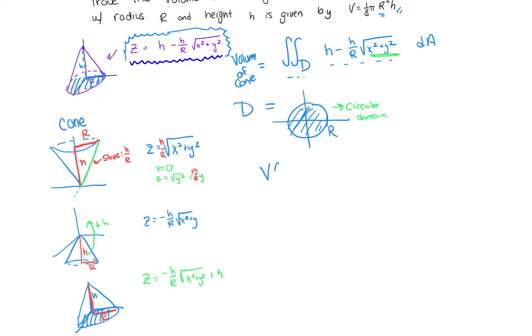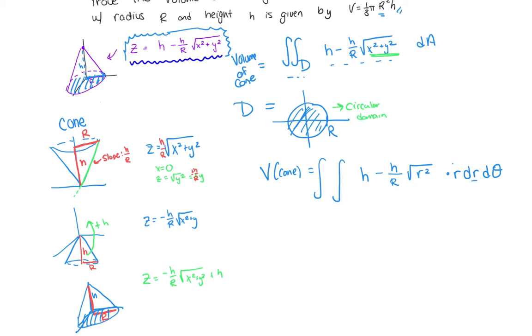So I get that the volume of the cone is going to be the double integral of, we'll keep all of our constants in there, h over r. We've seen that x squared plus y squared becomes r squared, and r is always positive, so the square root of r squared is just going to be r. And then we have an extra r from the Jacobian, as we'll see, but that's just the r dr dθ, which is the same as our dA.